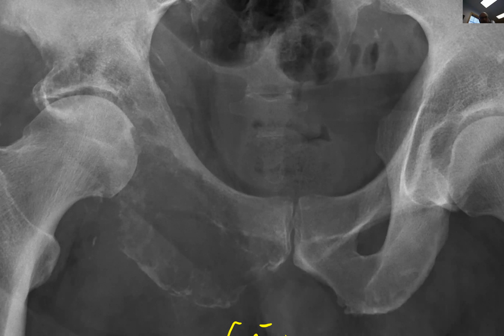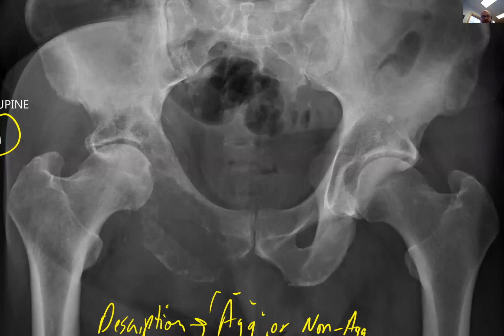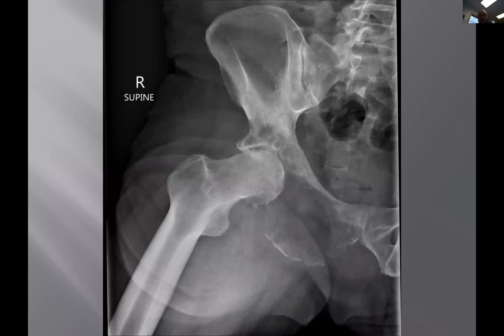What's that? If it's big, it doesn't matter. What is really indicative of an aggressive lesion is when you cannot see the cortex clearly. You have to assume it's aggressive in that case. And here I agree with you guys, that looks really aggressive. And let me show you the frog leg view of that.